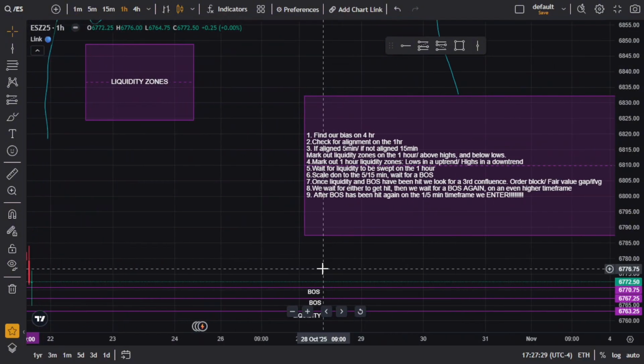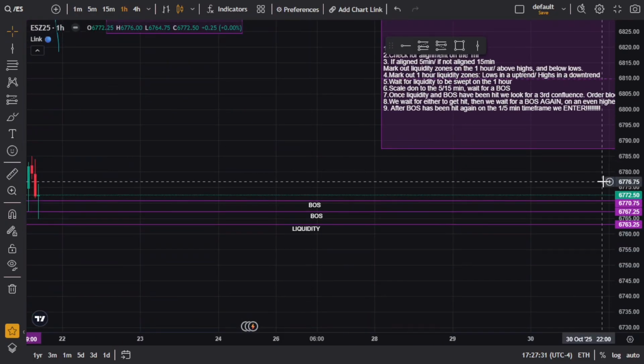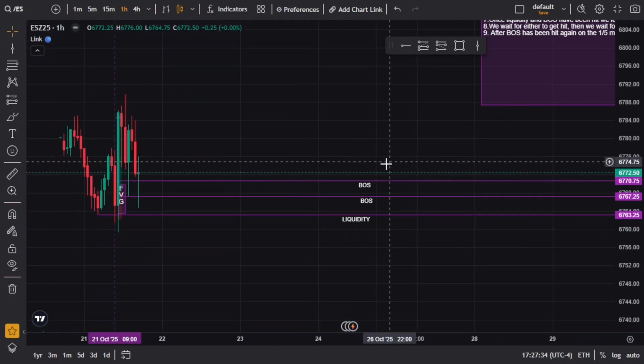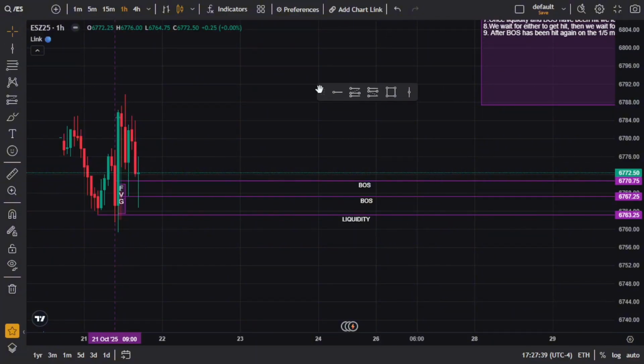So we're just gonna wait. We wait for our zone to be hit, and I always mark it out with these lines here. These are the only tools I ever use. It's a horizontal ray, and then our long position, short position, our rectangle, and then our vertical line.